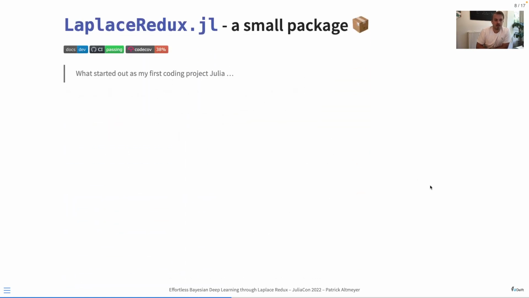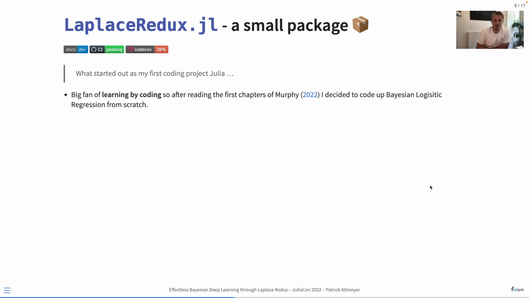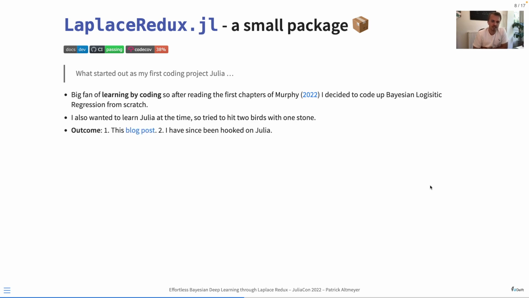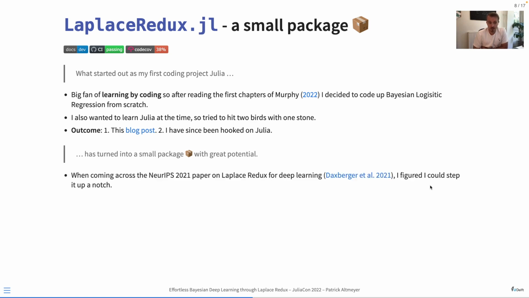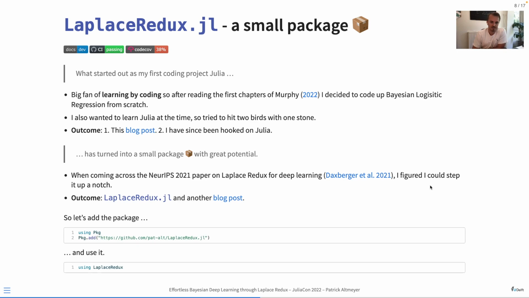So let's look at how we can implement this in Julia. This project actually started out as my first coding project in Julia. I was reading the first chapters of Kevin Murphy's book and decided to code up Bayesian logistic regression from scratch. I also wanted to learn Julia at the time, so both things together worked out nicely. Finally, this resulted in me also coding up this package, which moves beyond logistic regression to Bayesian deep learning. So with all of that said, let's dive in.